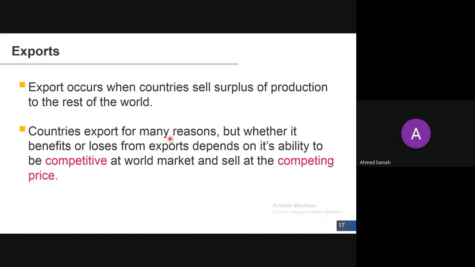If we are not able to sell at least at the same price as the world market, we will not be benefiting from exports. So is it really worthwhile to export?